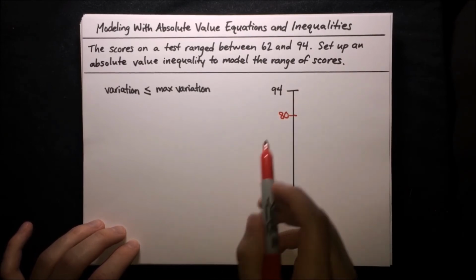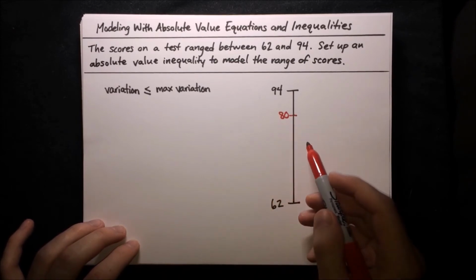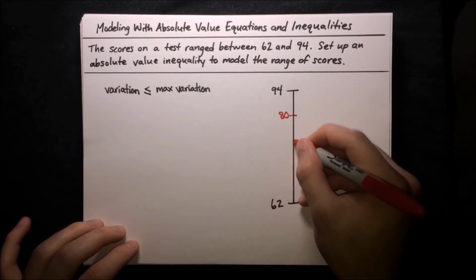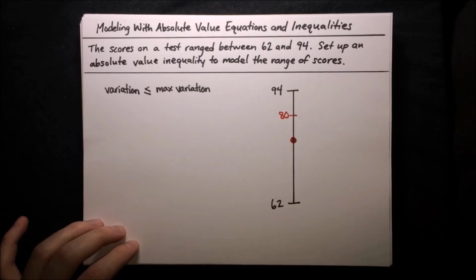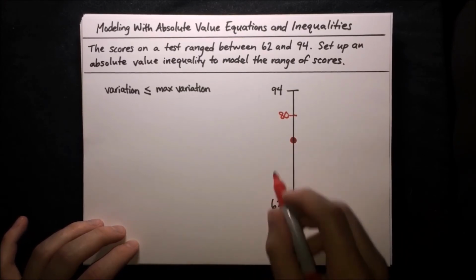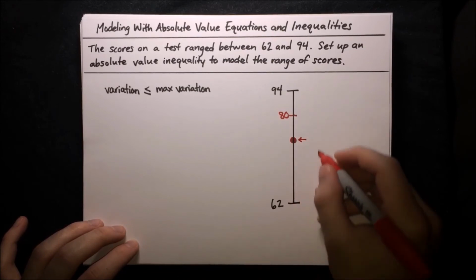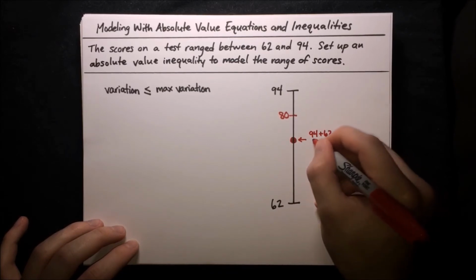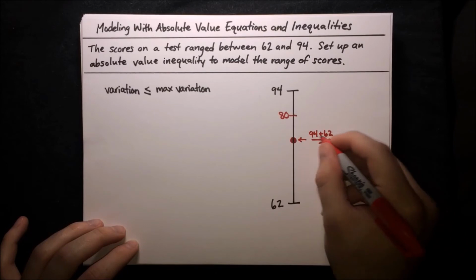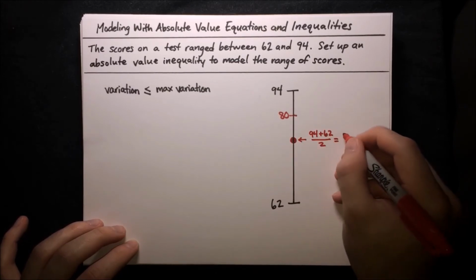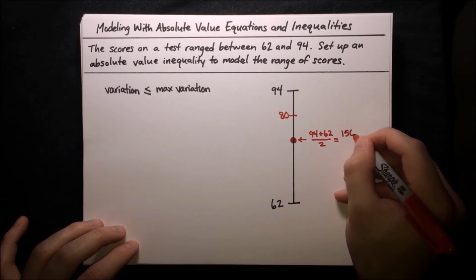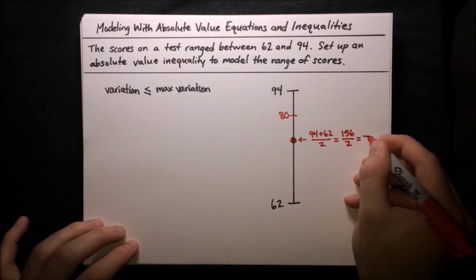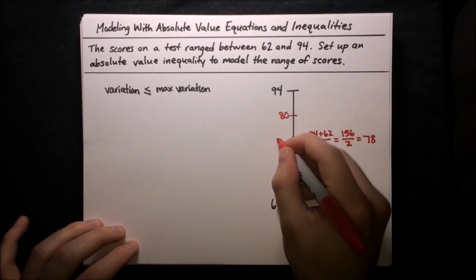What is the variation of this score? The variation has to be relative to some other quantity, so what is that other quantity? Well, it's just going to be the center of the score range. It'll be right in the middle there. And how can we calculate that middle? Well, we can just take the average of the two endpoints. So that middle point is the average of 94 and 62, which is 94 plus 62 over 2. 90 plus 60 is 150, and 4 plus 2 is 6, so 156 over 2, which is just 78.